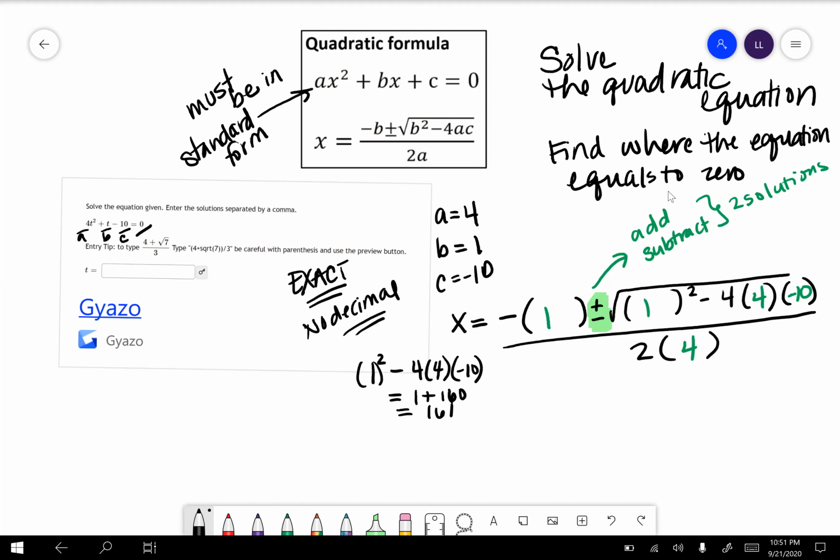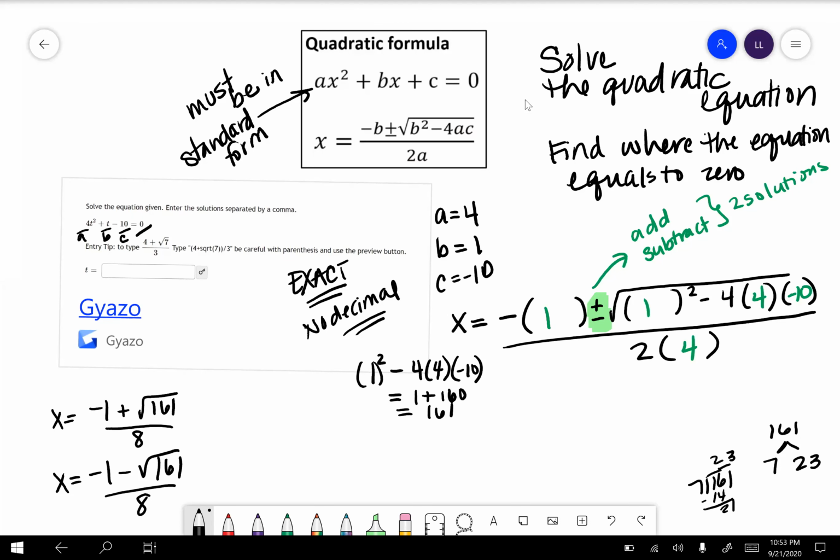My first expression is going to be x is equal to -1 plus the square root of 161 over 2 times 4, which is 8. For my second expression, remember, the first time we add, the second time we subtract: x is equal to -1 minus the square root of 161 over 8. Now, what we have to check for is whether there is a perfect square in 161. So let's pause here and go figure it out.